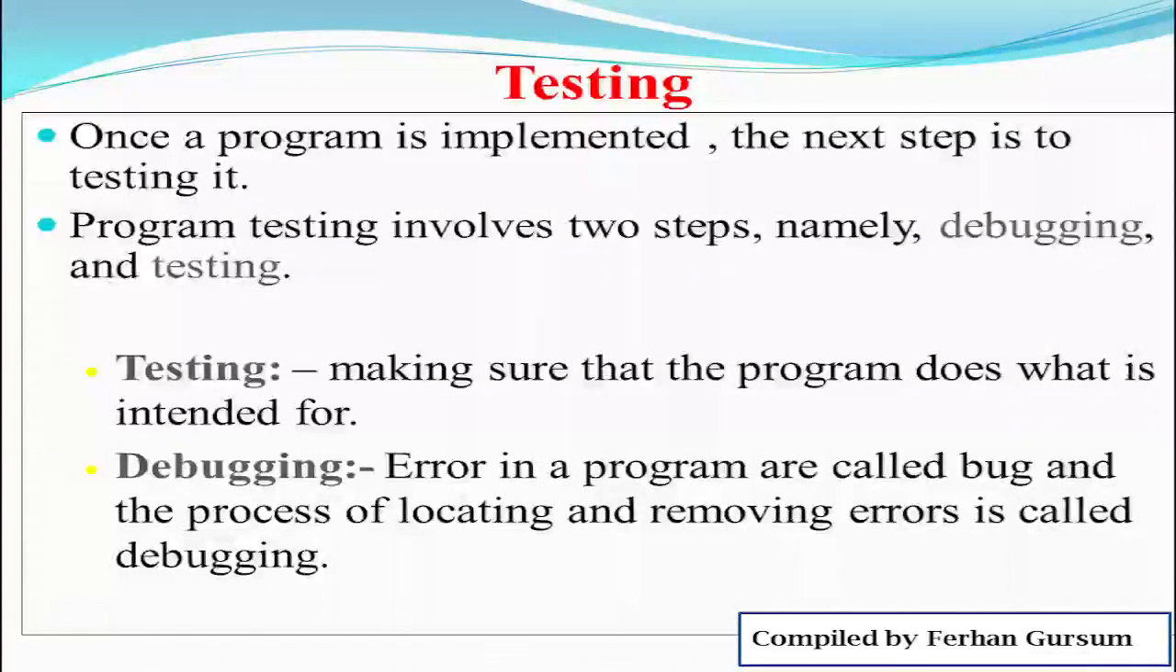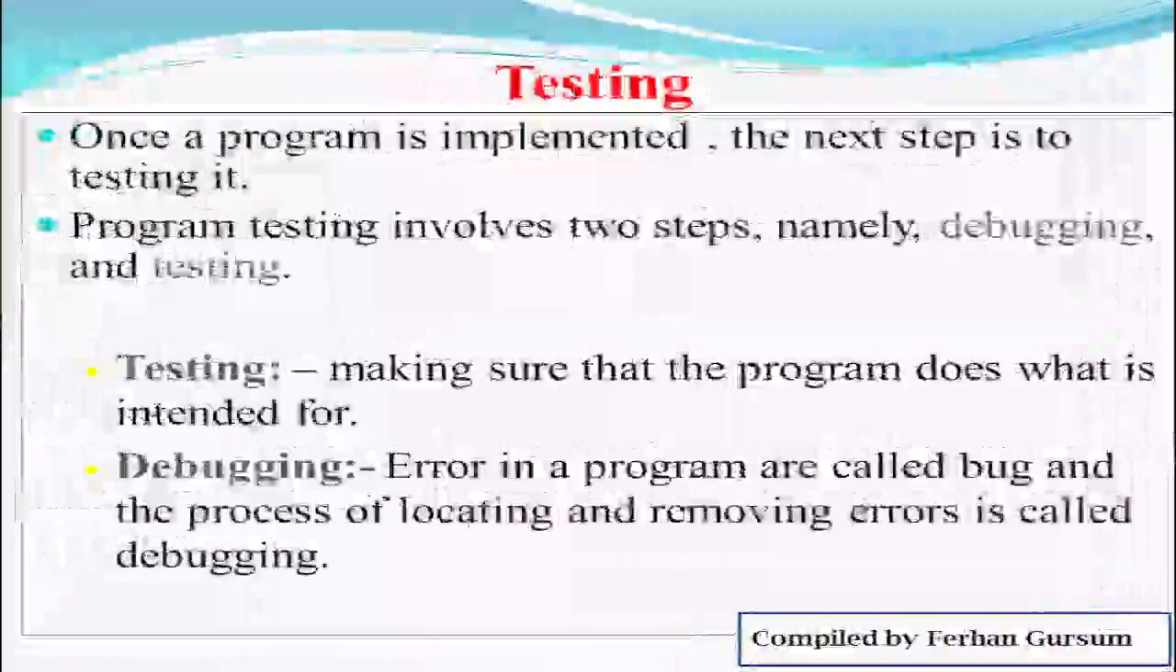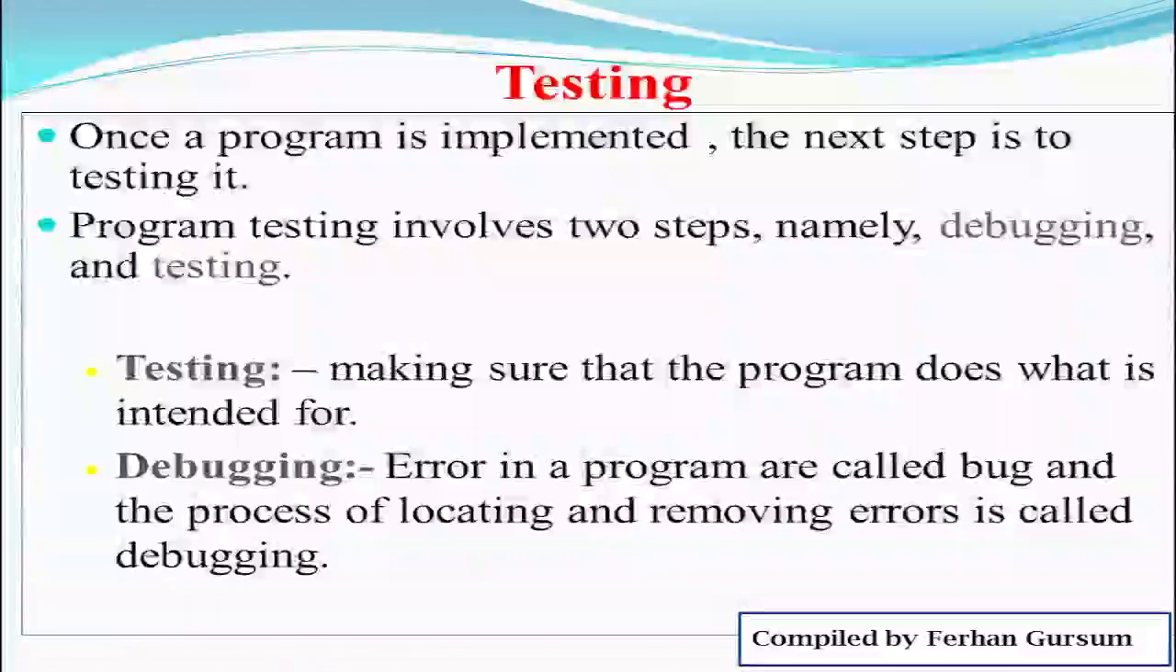You have to know this. Errors in a program are called what? Bugs. And the process of locating and removing errors is called what? Debugging. The last one is maintenance.